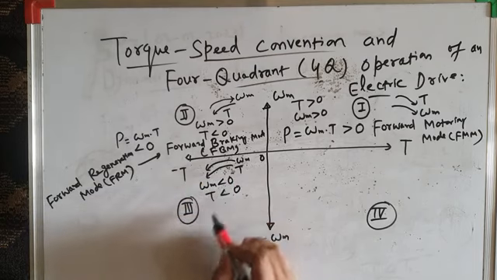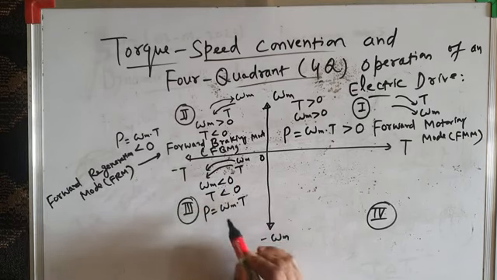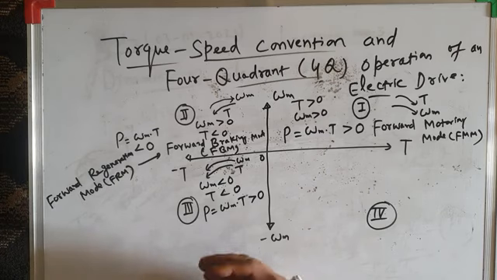Torque is also negative. So what is power? Power being the product of speed and torque. Since both are negative, minus into minus is plus. So power is greater than 0. That means power is positive. Positive power means that your machine is running as a motor.